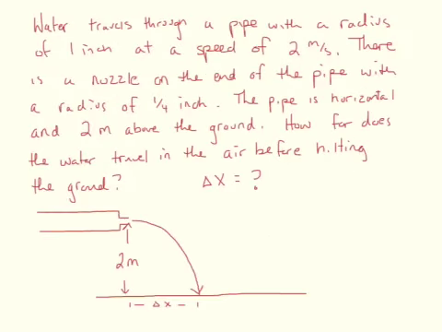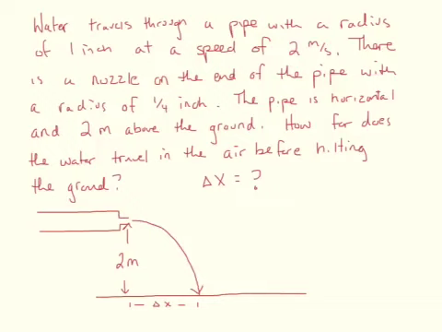Okay, for your first problem on the Google form tonight, I want you guys to figure out if you have a pipe with a radius of 1 inch and water is traveling through it at a speed of 2 meters per second. And then at the end of the pipe we have a nozzle whose radius is only 1/4 of an inch. The pipe is horizontal, so the water squirts out horizontally from the end of the pipe, and it does that 2 meters above the ground.